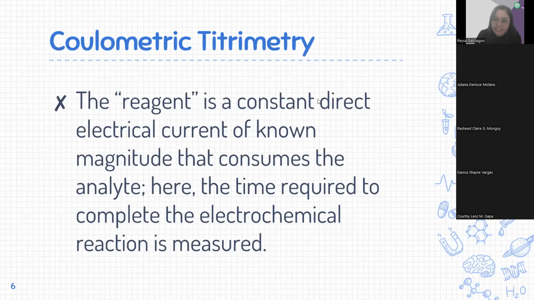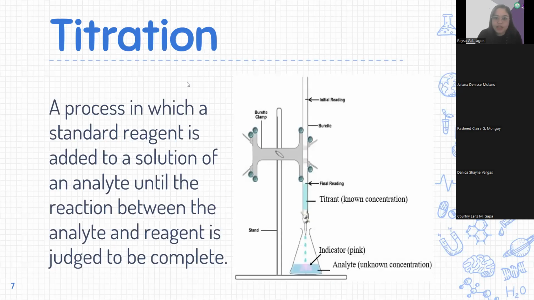For coulometric titrimetry, ito yung gagamit na talaga ng certain equipment in the laboratory that uses electric current. And then, yung i-measure at the end is the time required to complete the reaction or to complete the consumption of the analyte by the electrical current. Okay, so tatlo lang yon.